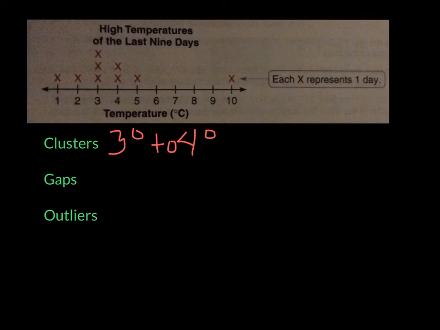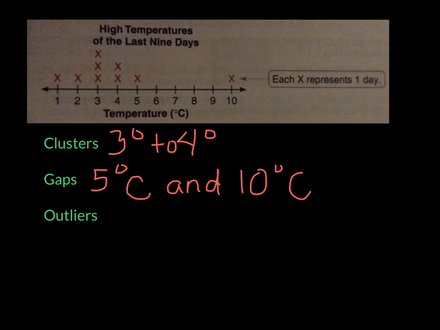The next one we're going to look at are the gaps. That would be where there's large places on the line plot where no data occurs. So if we take a look here, we've got a gap right in here. So we would say the gap is between 5 degrees Celsius and 10 degrees Celsius because it's everything between those two numbers. Again, that's because it's between these two numbers where there's no data.